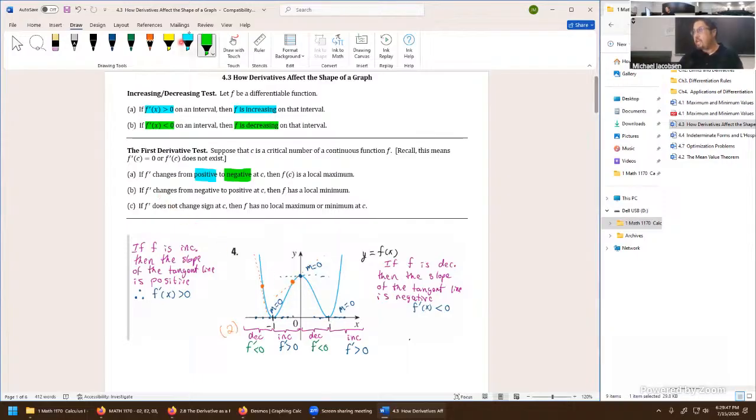Likewise, if it changes from negative to positive, here it is changing from a negative sign in the derivative to a positive sign in the derivative, as indicated down the notes. You will have a local minimum. That local minimum could also be an absolute minimum, like we see here on this particular graph, but it guarantees it's going to be a local minimum at least. If the derivative just doesn't change sign, then f has no maximum or minimum whatsoever. So that's the first derivative test, which is really just an extension of the increasing decreasing test.